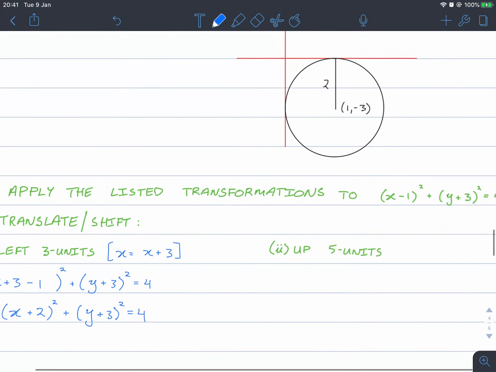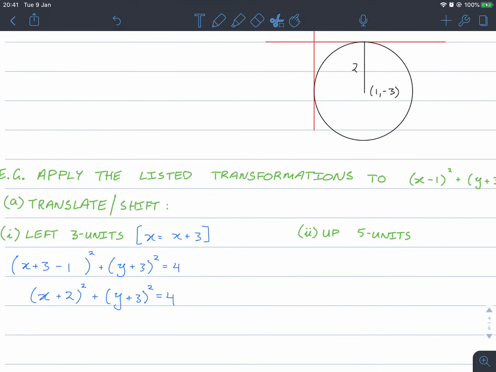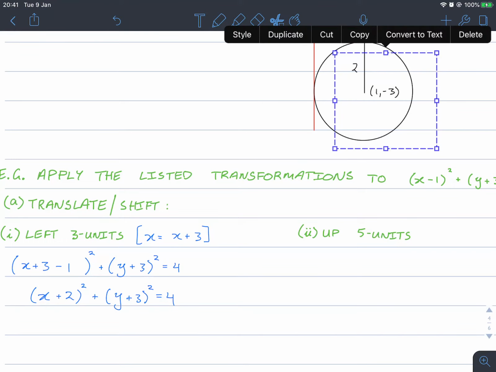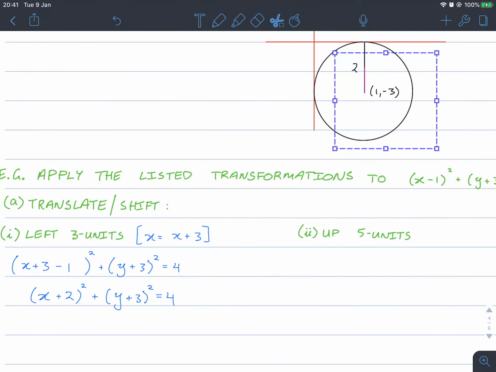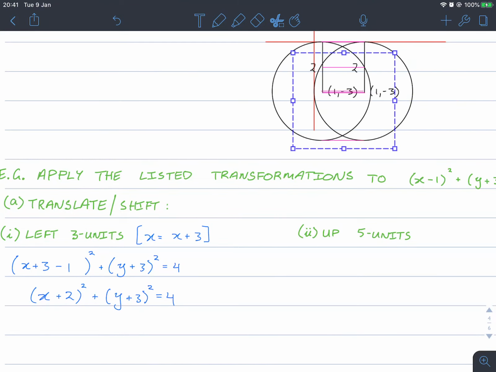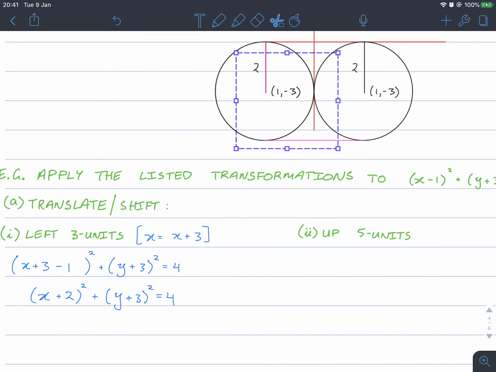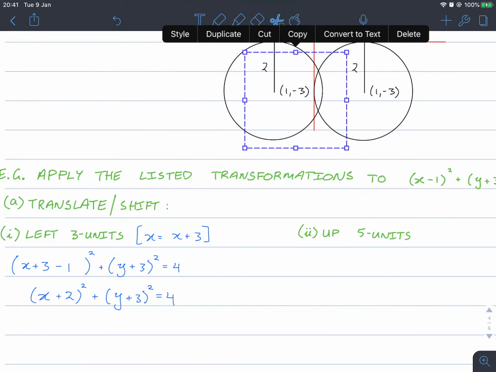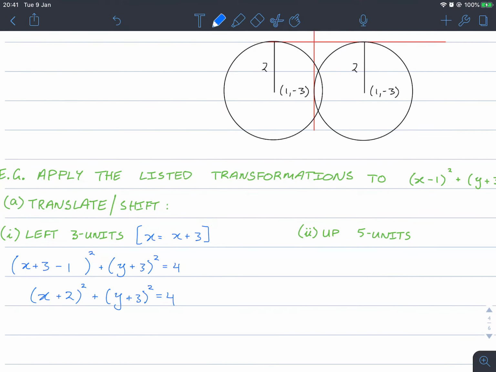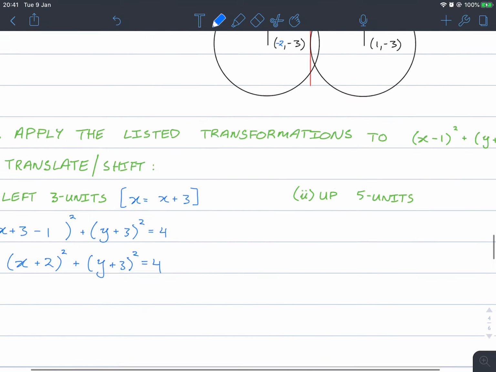And just to visualize what this did, the center is no longer 1, -3. It has moved 3 spaces to the left. So its center would now actually be at -2, -3. Okay, let's do this now.